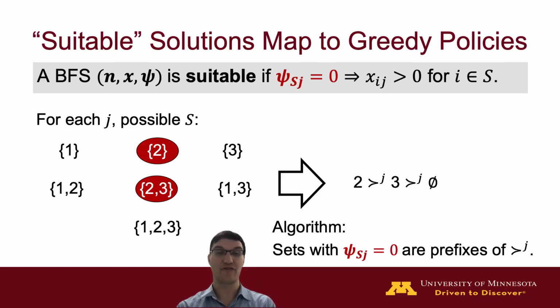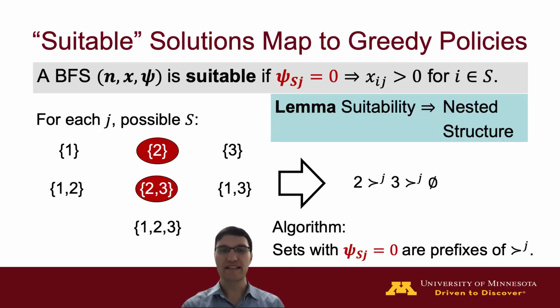It just means that for every tight constraint, if the constraint is tight, then all the xij for all i and s have to be strictly positive. None of them are zero. Okay. And so it's pretty easy to show that if you have a suitable solution, then you're going to have this nice nested structure that we have shown in this example, where we have one tight constraint of size 1, one tight constraint of size 2, which contains all of the elements of the tight constraint of size 1, and so on.